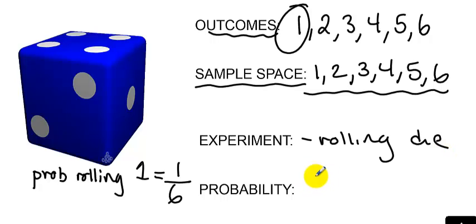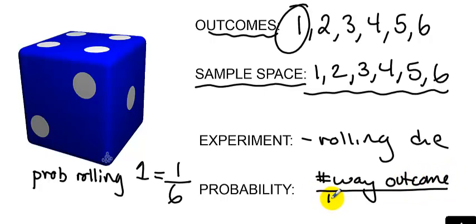And the probability is the number of ways you can receive the outcome over the total sample space. So the number of ways we can have an outcome, so there's only one possible way that we can roll a 1, out of the total number of outcomes or the total sample space, which is the 6. So the probability of rolling a 1 is 1/6.